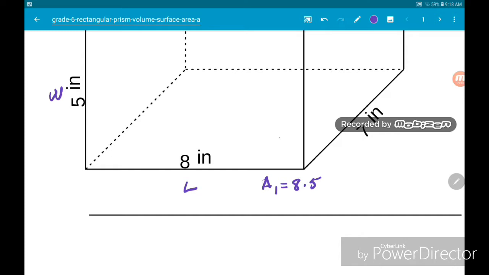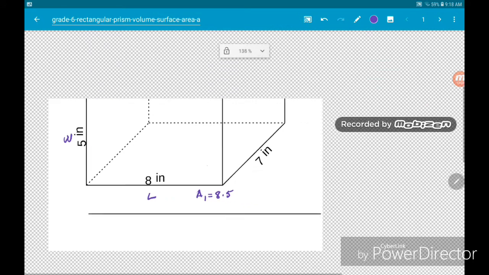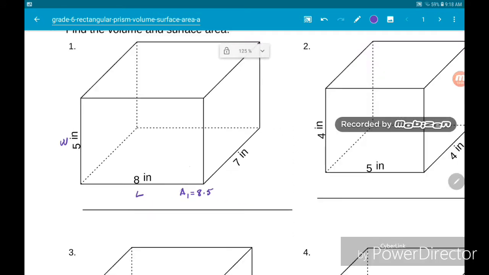But there are 2 of them. There's the front and there's the back. So it's 8 times 5 times 2. That gives me the front and the back. So 80. So far we have 80. It's area, so it's inches squared. The front and the back add up to 80 inches squared.